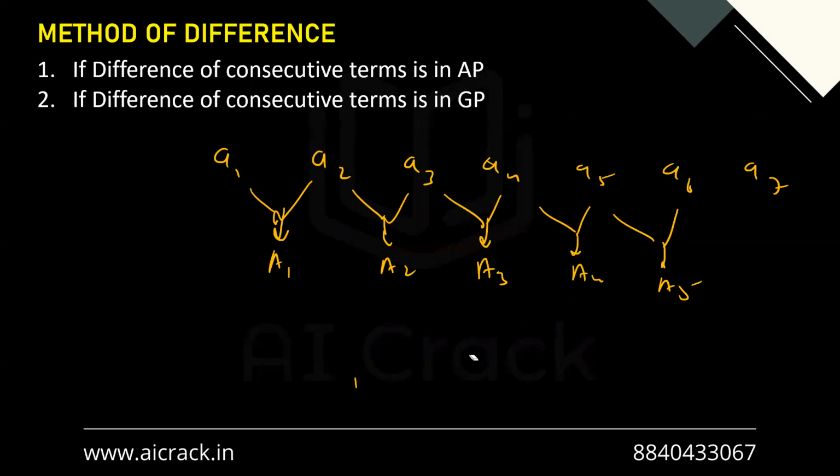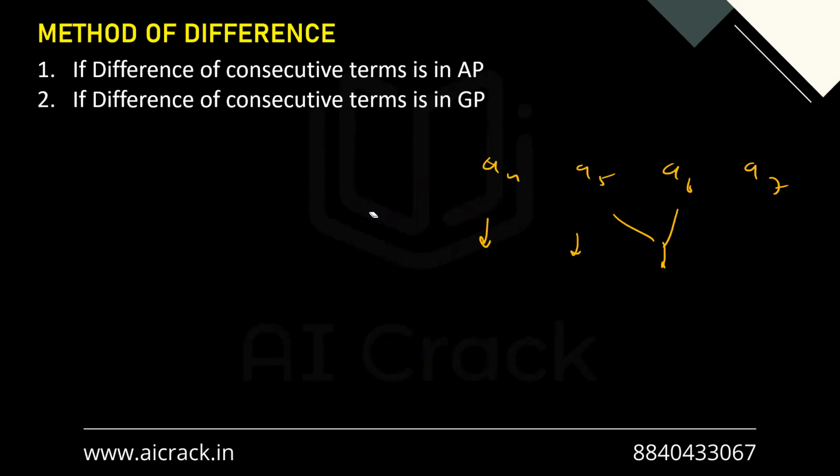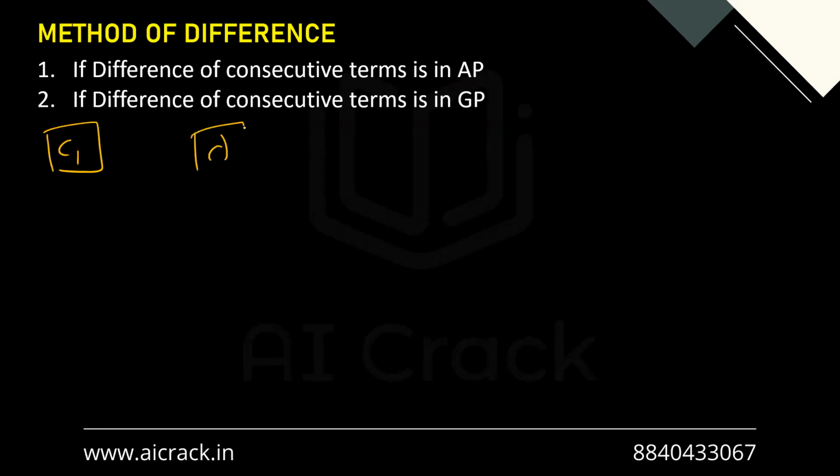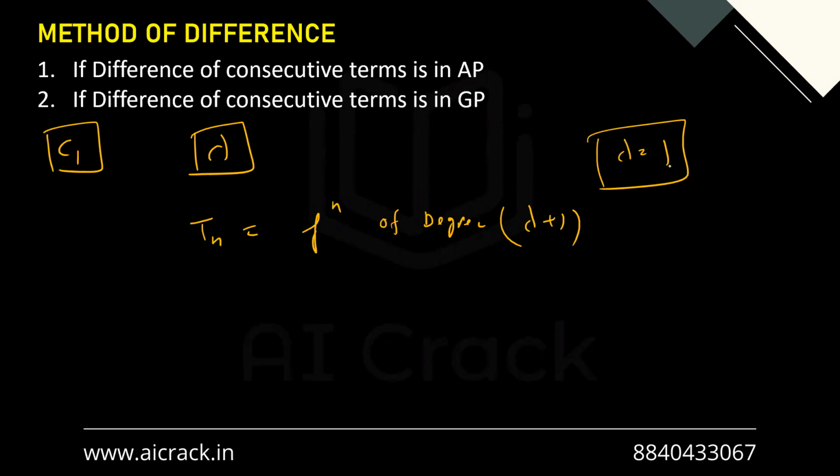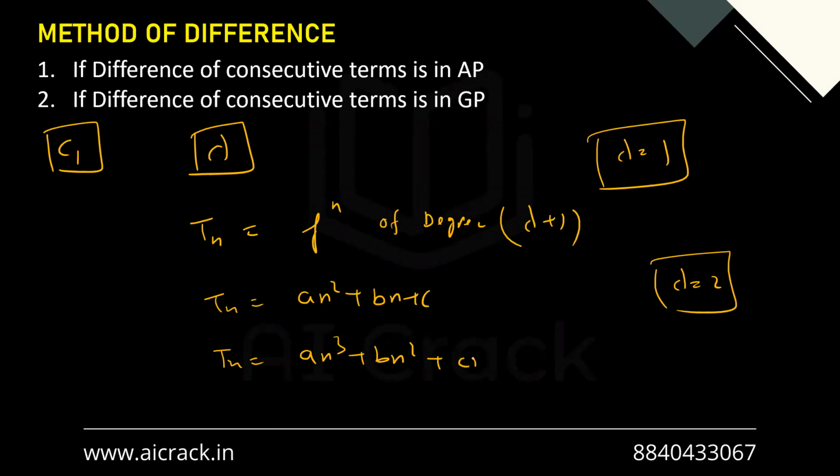Now let's see how to find out the Tn. Now let's talk about the case 1, that is for AP and lambda is known. We know the lambda, and let's say this is the value of lambda only, right? Now to find out the Tn, that would be a function of degree lambda plus 1. So let's say lambda equals to 1 only. In the first difference itself, we got the AP. So in that case, the degree of the function, Tn function, would be 2. So basically Tn would be An square plus Bn plus C. Let's say lambda equals to 2. In that case, Tn would be An cube plus Bn square plus Cn plus D. This would be Tn, right? This was for case 1.